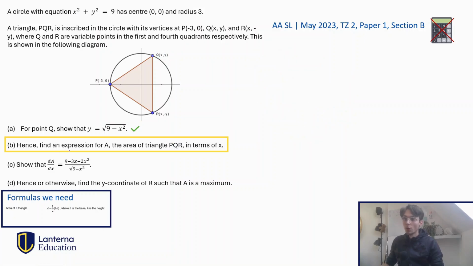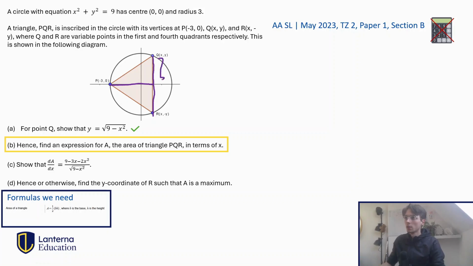Hence, find an expression for A, the area of the triangle, in terms of x. Now, I've included a little formula down here. So, the area of a triangle is a half base times height. I'm sure you've heard that formula many, many times. But what is the base and what is the height? Well, this right here to me looks like a base, right? And this right here looks like a height. It's just tilted by 90 degrees, but it's the same principle.